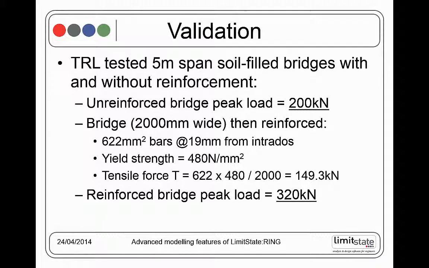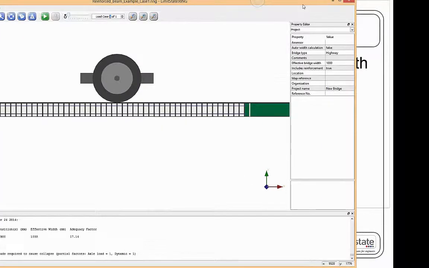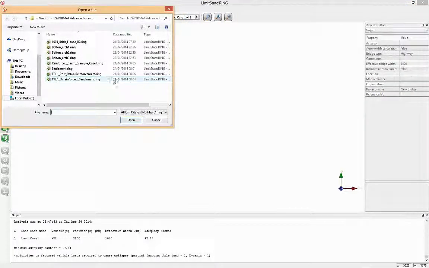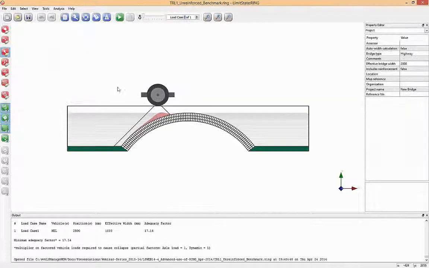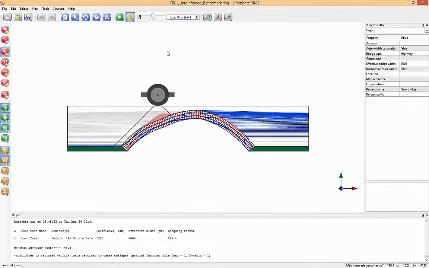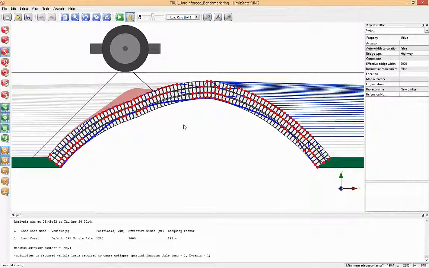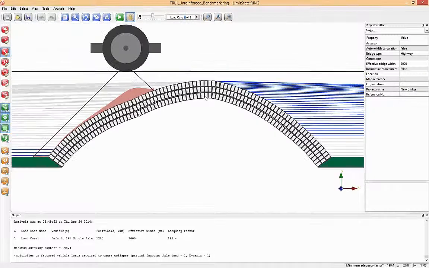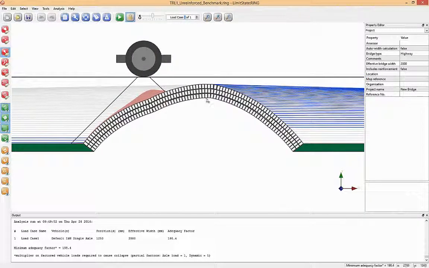So if I open up the unreinforced case for this bridge, so an unreinforced bridge, and I can do an analysis, and so this is a multi-ring bridge, and clearly has comparatively low carrying capacity because of the presence of the ring separation. And the question is, would it be sensible to apply reinforcement to this bridge?